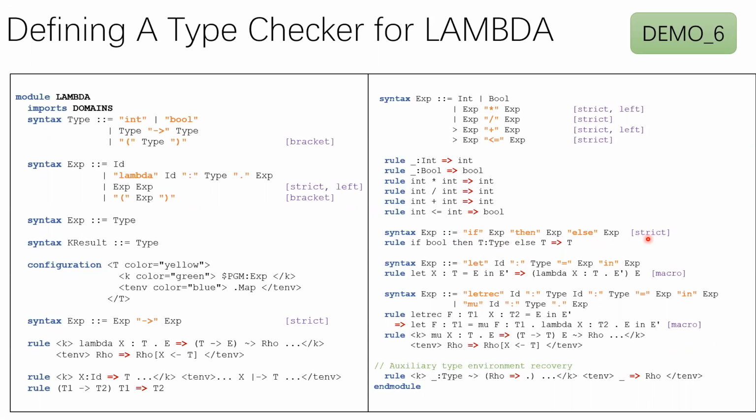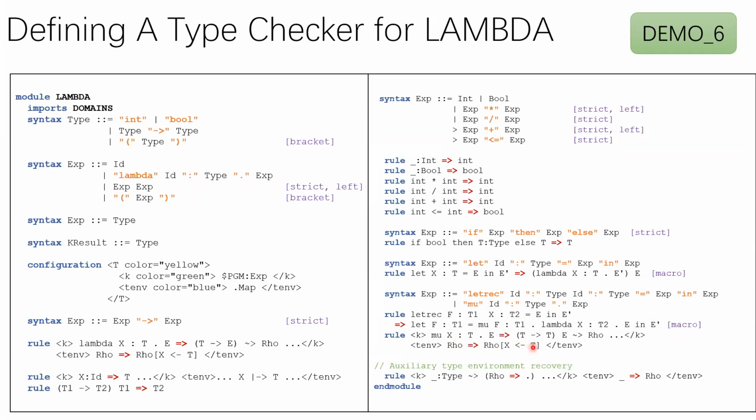because we want to type all three arguments, and then we can know if this if and else statement is well typed. And also for let, we'll reduce it to lambda, and we'll apply the typing rules for lambda and function application. For letrec, we'll reduce it to let and mu, as we saw in lambda.